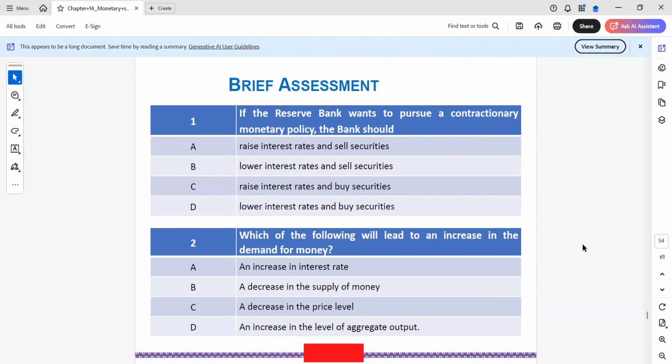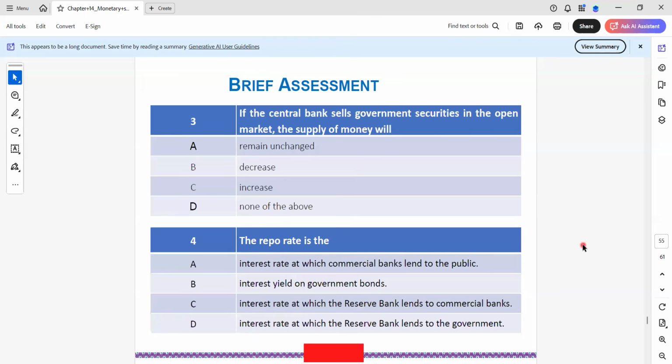And then, if the central bank sells government securities in the open market, the supply of money will... If they sell securities, okay, let's see. Selling of securities means that they sell these certificates. Whenever you see securities, guys, just think of certificate. It makes it easy to interpret whatever you want to interpret, like how I'm going to do it now. Okay, let's do it together.